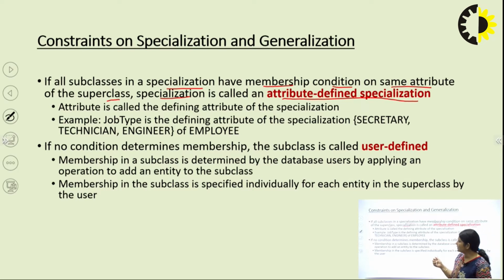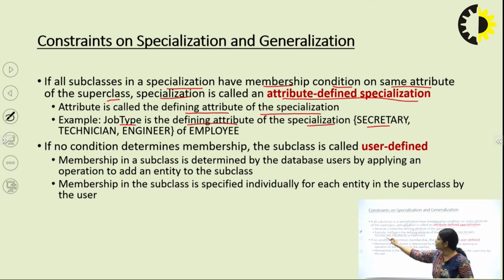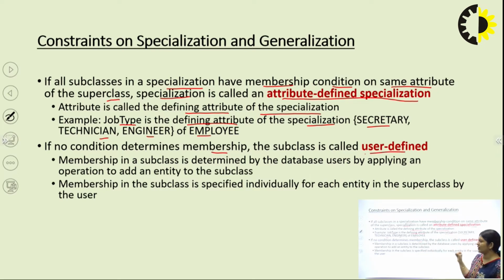Then we say it is an attribute defined specialization. In this case, the attribute is called the defining attribute of the specialization. Like we have seen in the employee and its subclasses, job type is the defining attribute of the specialization: secretary, technician, engineer of the employee. And if no condition determines membership, then the subclass is called user defined. If attribute based, it is called attribute defined. And if there is no condition on the attribute and the user wants to create a superclass-subclass concept, then it is said to be user defined.